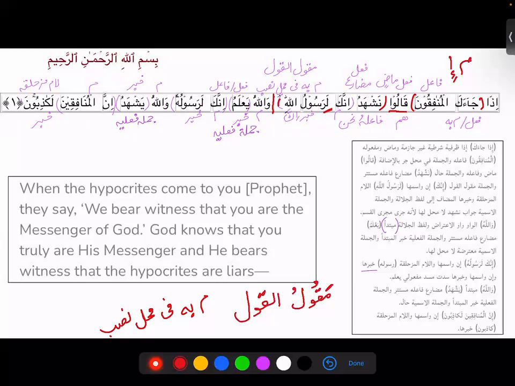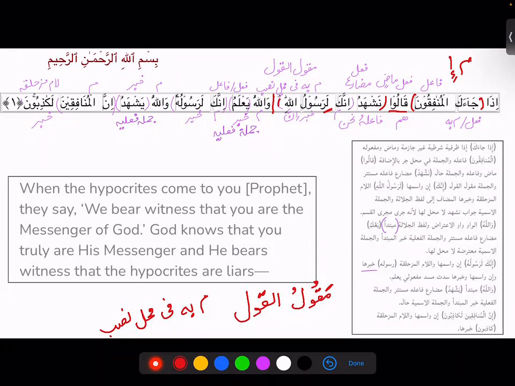For nashhadu, mafulun bihi. And again, what status should it be? Fi mahalli nasab. Okay, so this is how we should be looking at it. And then, since innaka la Rasulullah is mafulun bihi but not one word, we need to further dissect it. Innaka, what kind of word is it? Harf, for emphasis and nasab. So inna is harfu tawkid, ka is ismu inna.